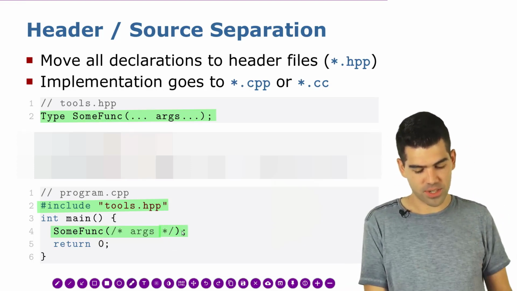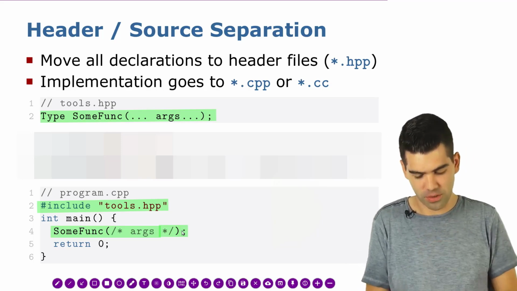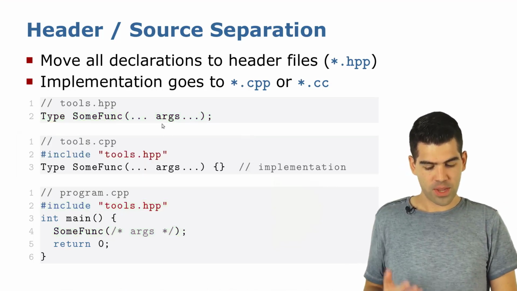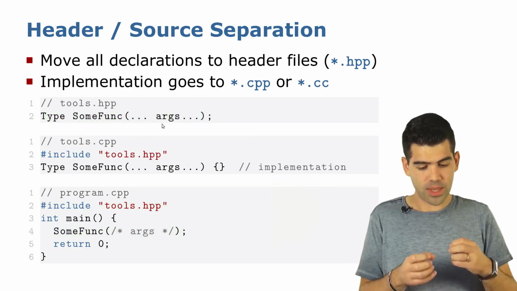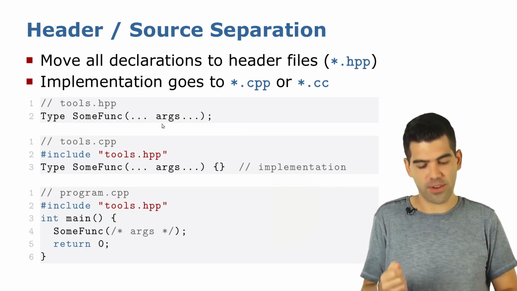And then later, we need to provide the implementation for this function, and the linker is going to be in charge of getting this implementation when we build it. So this is basically how we typically split the definition, or the implementation, and the declaration.